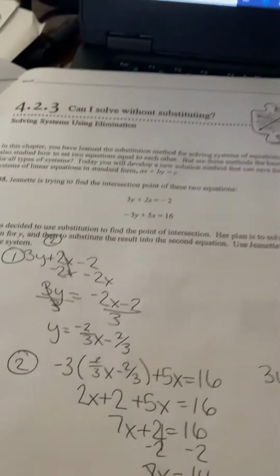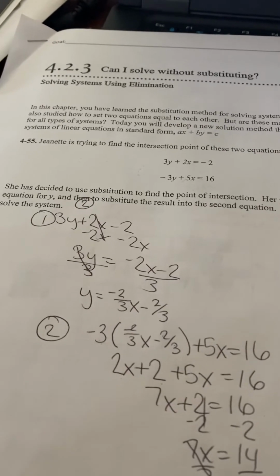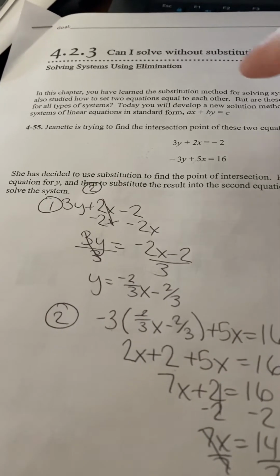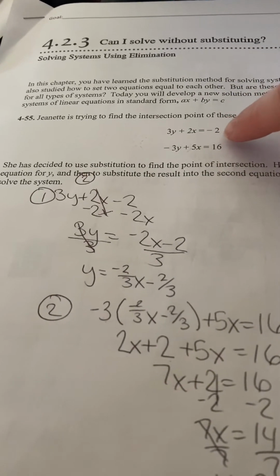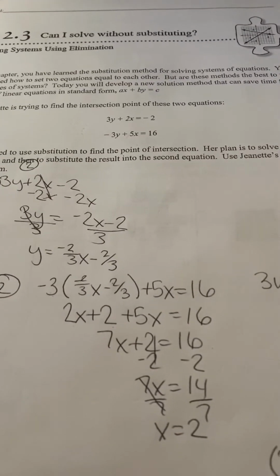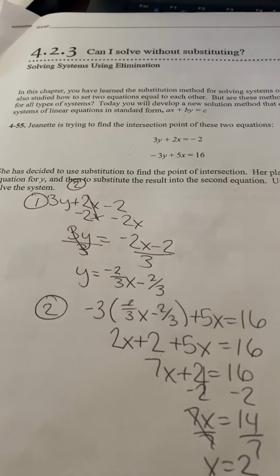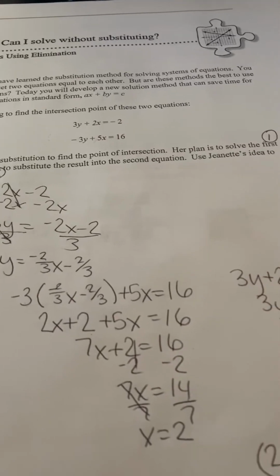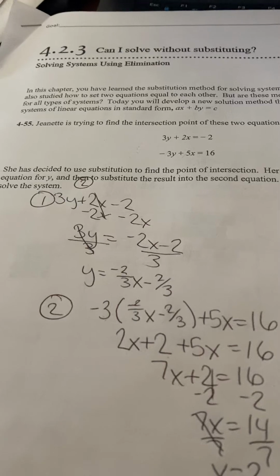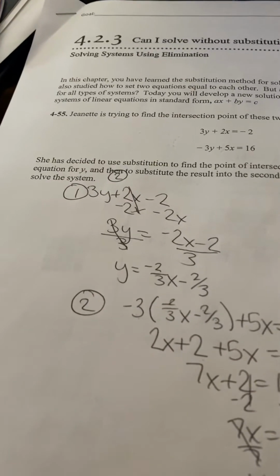Okay, so this is going to be everyone's favorite way to solve the majority of systems that it'll work on, and that's elimination. And so the first problem is making us do this the long way. It says Jeanette is trying to find the intersection point of these two equations, aka the solution of the system. She's decided to use substitution to find the point of intersection. Her plan is to solve the first equation for y and then to substitute the result into the second equation. Use her idea to solve the system.